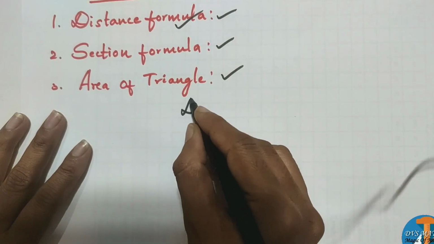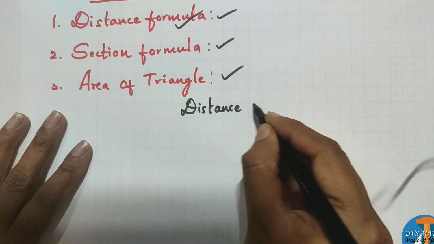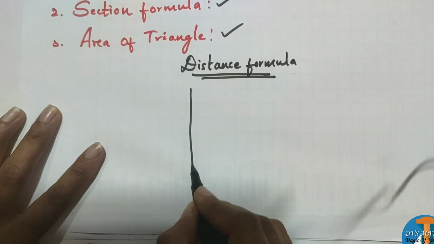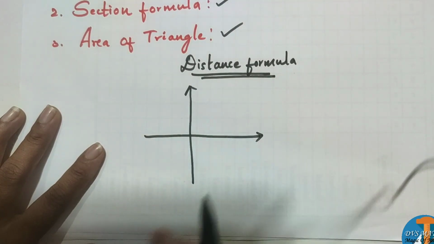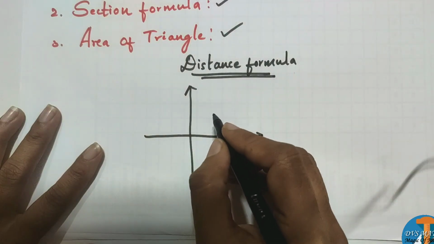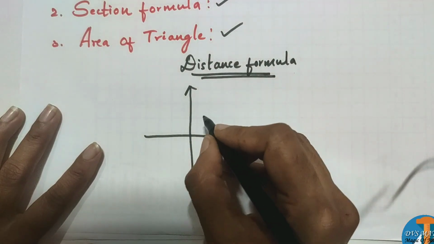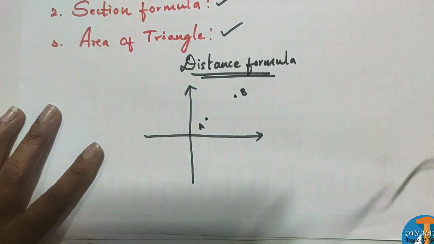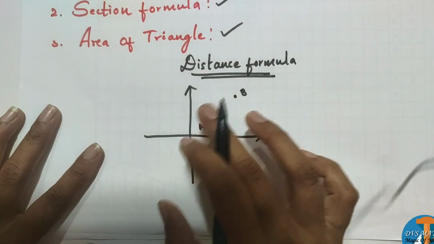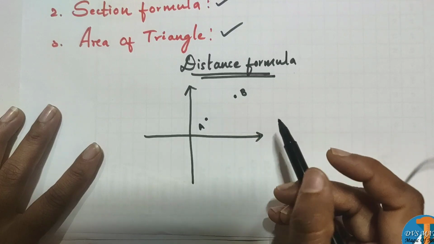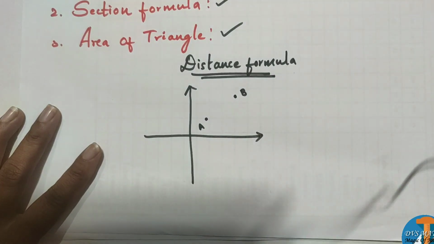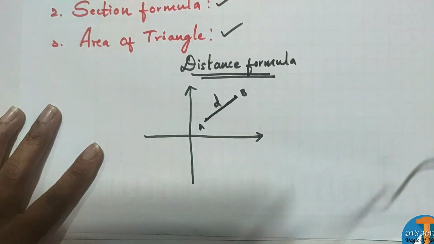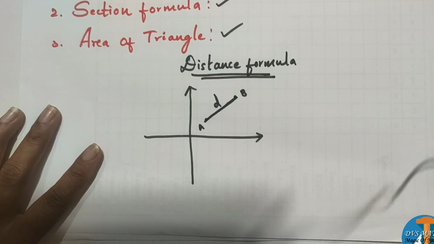First, distance formula. Observe here, if I consider a coordinate axis, here we are going to take points. For example, if I take one point A, and B is another point in the coordinate axis. This can be like 1, 2, or 5, 3, any point. Now if I join these two, I have to find the distance between AB.